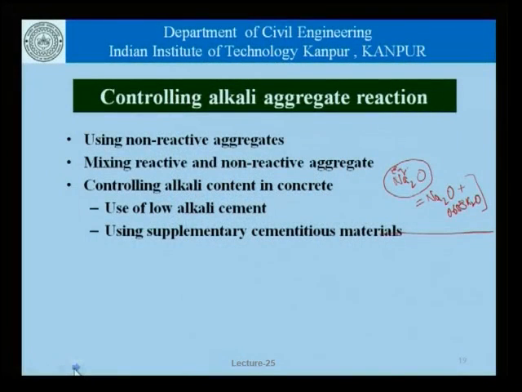We could use supplementary cementitious materials as a substitute for some part of the ordinary Portland cement. We could control cement content. So, basically the bottom line as far as all these methods is concerned is the following.